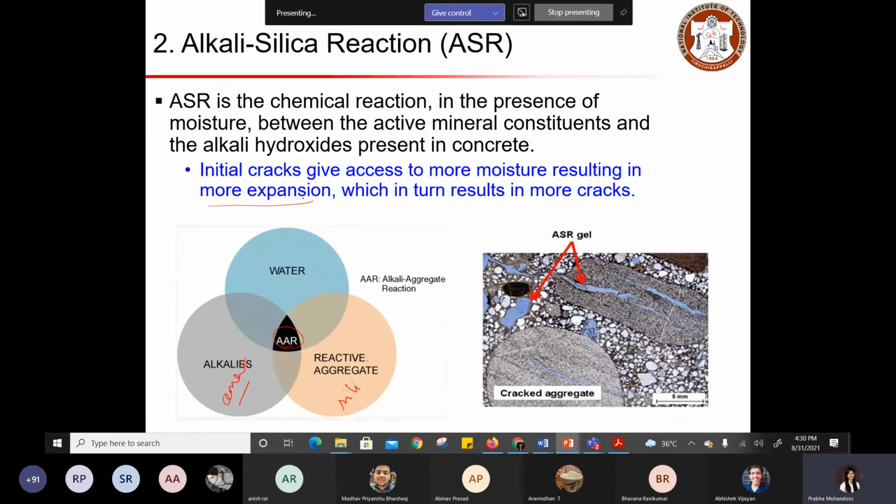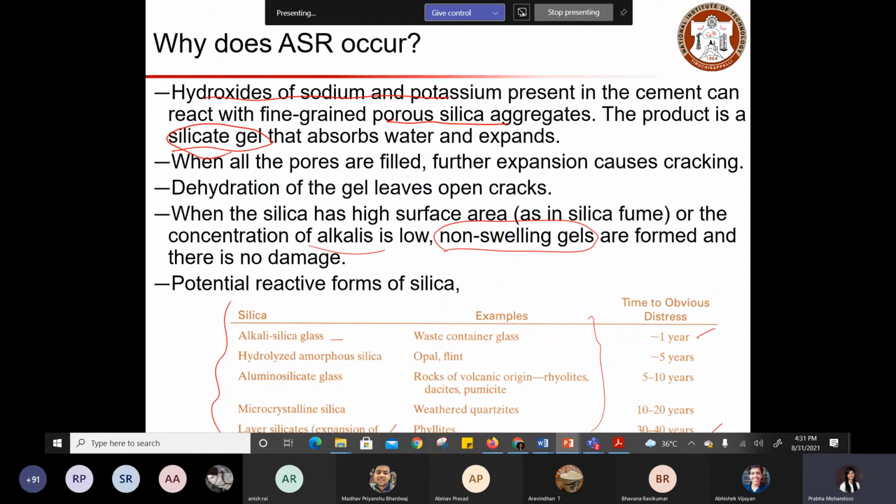So when these things react, you will have more expansion product, and that results in cracking. That product is called ASR gel, alkali silica reaction gel. You can see such gel formations, and when this tries to expand, you observe cracks. Initially this will try to fill up the pores and voids that are there in concrete, and further growth of this gel will lead to cracking.